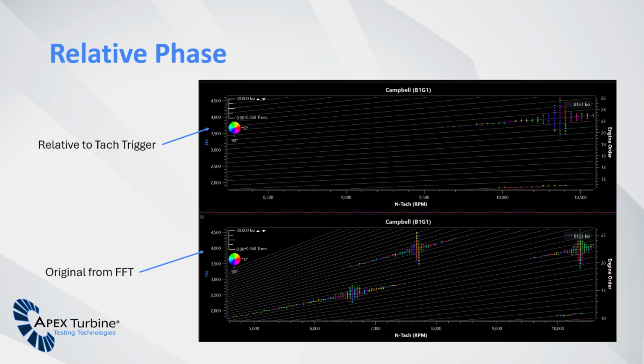Shown here is an example of the results of the phase when referenced to a trigger source. You can see a clear change to the phase for the frequency data in these given plots.